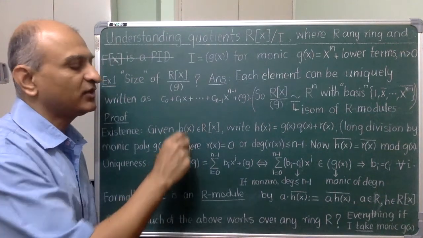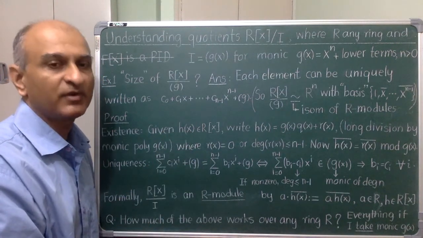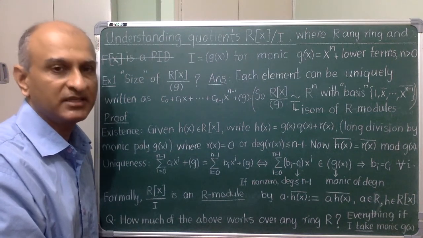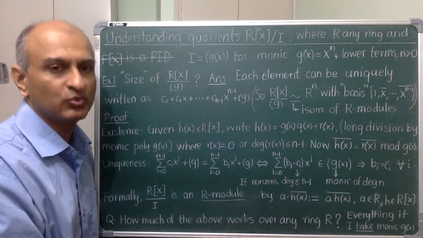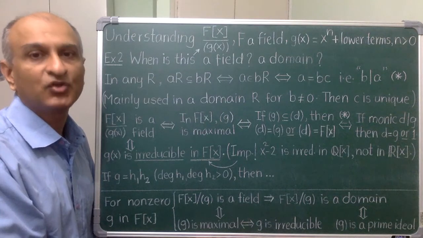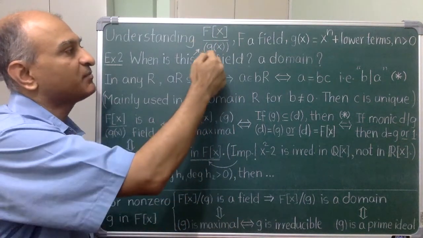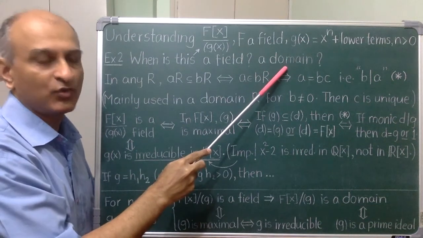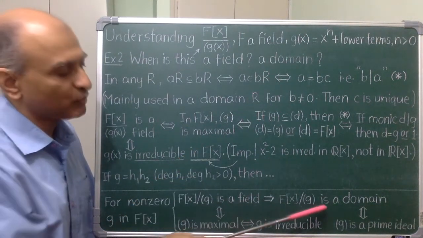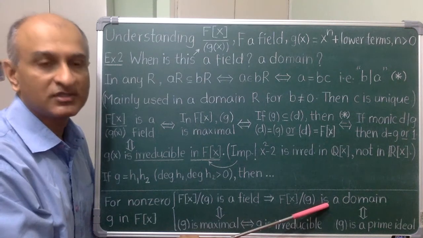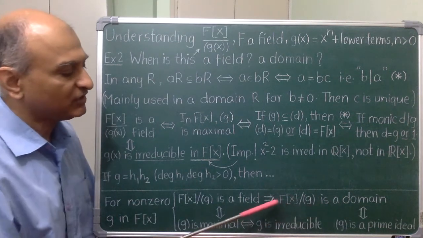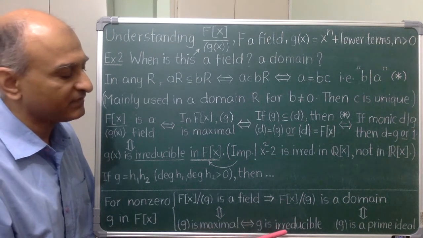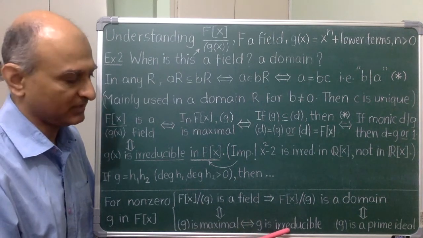This statement is quite useful even for general rings, but for us the most important case is when R is a field. So let's return to that and do exercise 2. We want to know when the quotient ring F[x] mod g is a field or an integral domain. Of course, any field is a domain, but here for a non-zero polynomial g, even the converse is true. And these two things happen precisely when g is an irreducible polynomial.